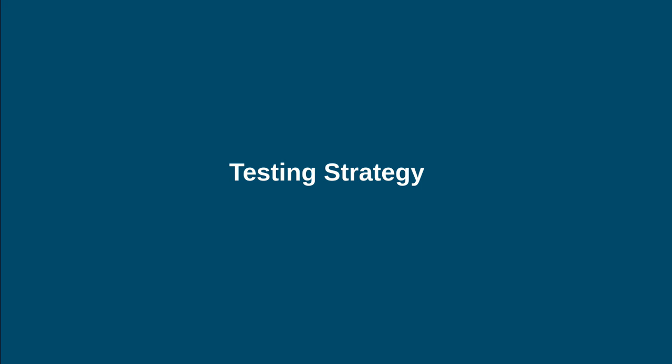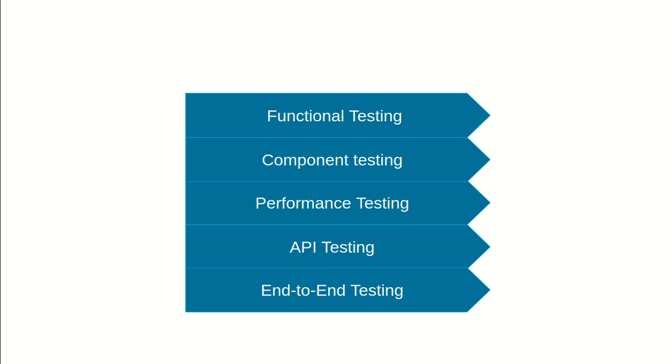Testing strategies. There are many testing strategies like functional testing, component testing, performance testing, API testing and end-to-end testing. Functional testing is more complicated than testing in a traditional monolithic architecture, because microservices do not have a UI for easy testing. The interface to be tested represents some type of remote client communication over HTTP.